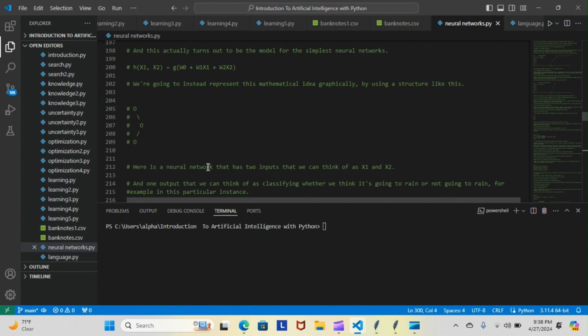So here's a neural network that has two inputs that we can think of as x1 and x2, and one output that we can think of as classifying whether we think it's going to rain or not rain, for example, in this particular instance. So this is the output here. We're classifying where we want to figure out if it's going to rain or not rain by the information we get from input 1 and input 2, or x1 and x2.